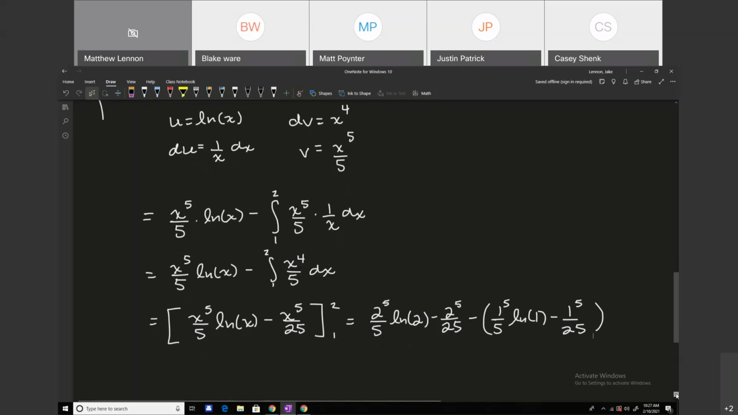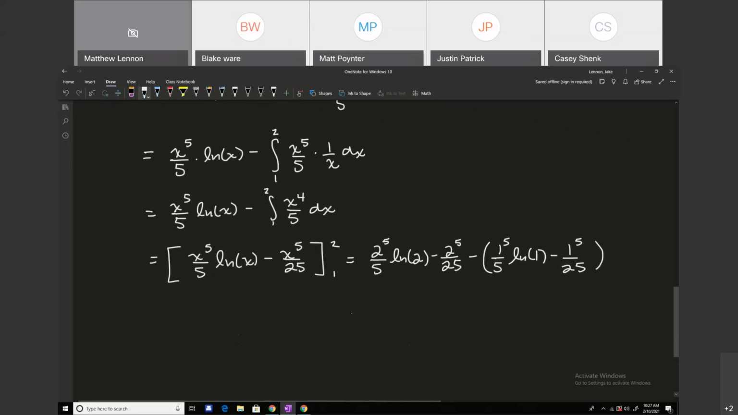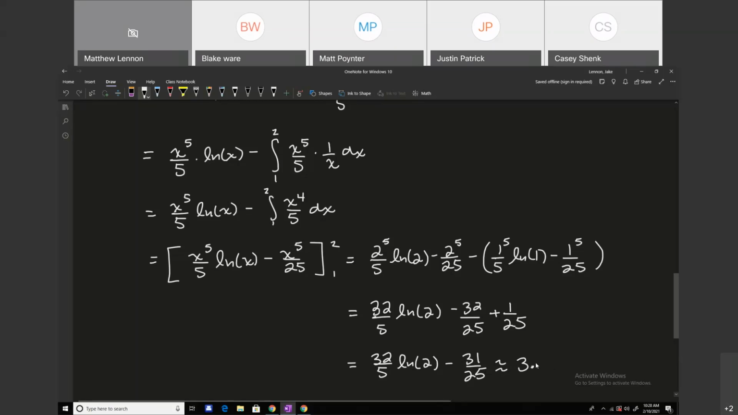So 2 to the 5th should be 32. So we get 32 over 5 times the natural log of 2 minus 32 over 25. And then we're just going to have a plus 1 over 25. So we can write this, if we want, as 32 over 5 natural log of 2 minus 31 over 25. And let's go ahead and get a decimal approximation here. I've got about 3.196.